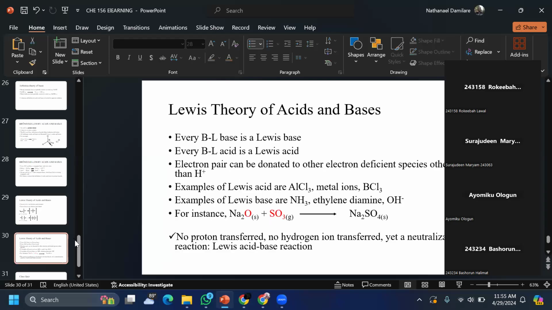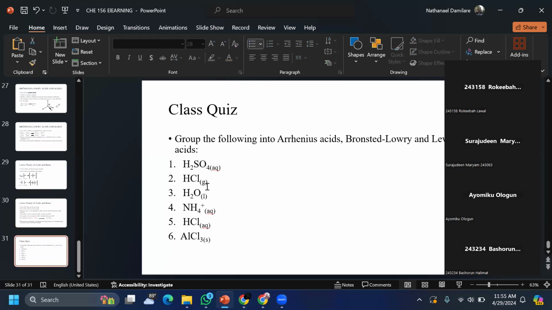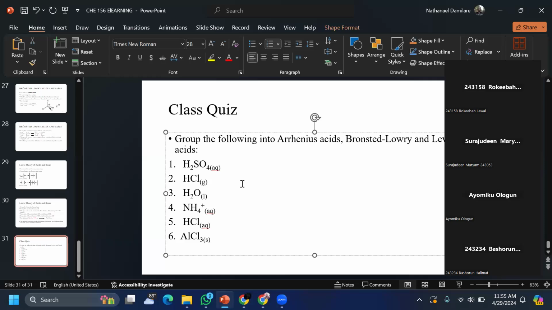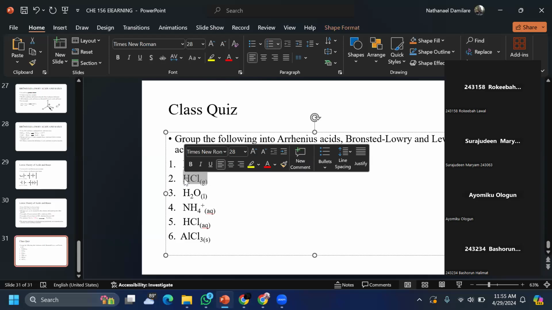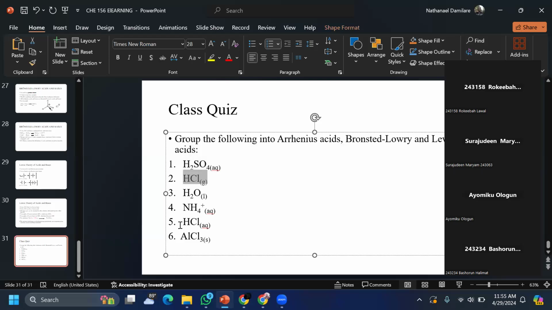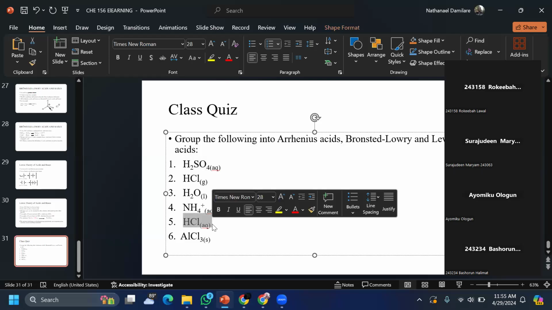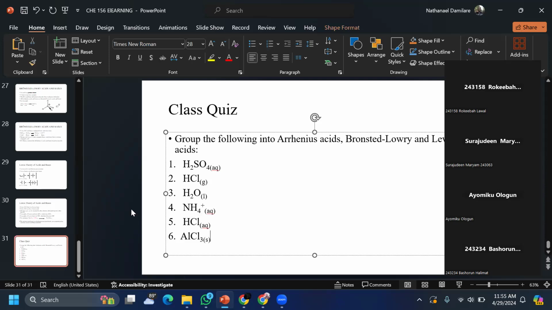All right, so let me flash this quiz to you. I will upload the slide on the LMS so that you can attempt this quiz. So look at all these substances, H2SO4, hydrogen chloride gas. Look at hydrogen chloride gas, look at hydrochloric acid, and classify them whether they're Arrhenius acid or Arrhenius base, or Bronsted acid, or Lewis acid or Lewis base. So group them based on that.